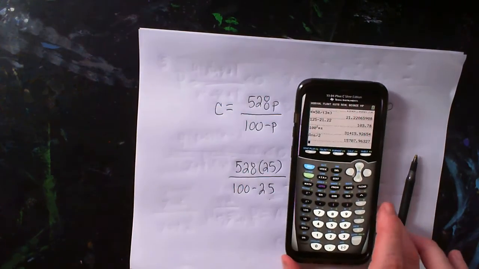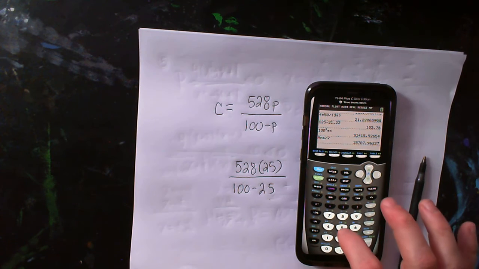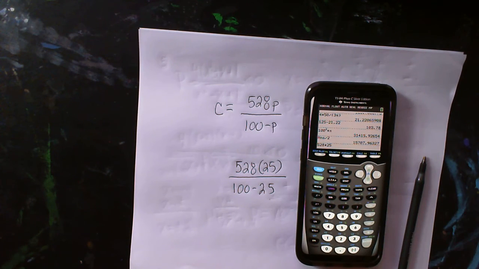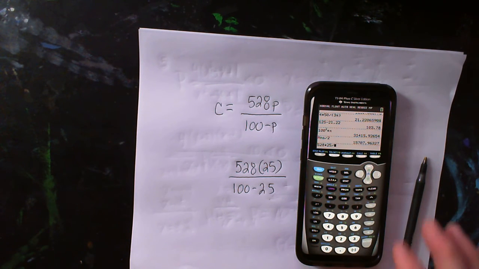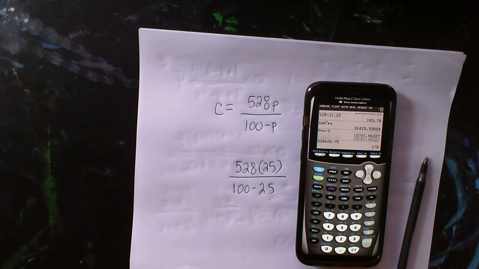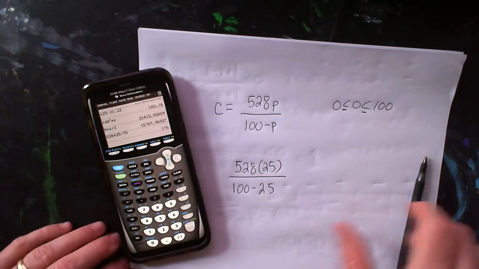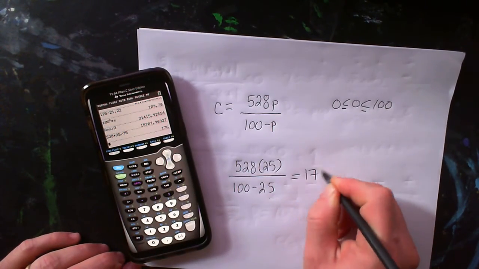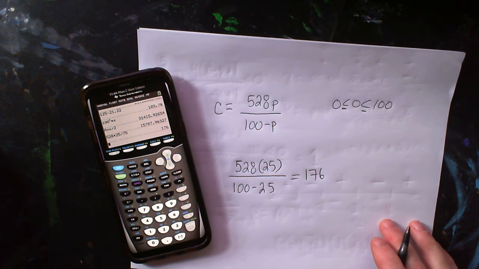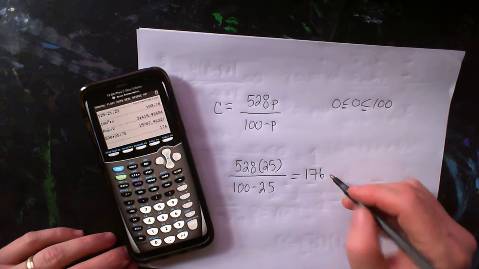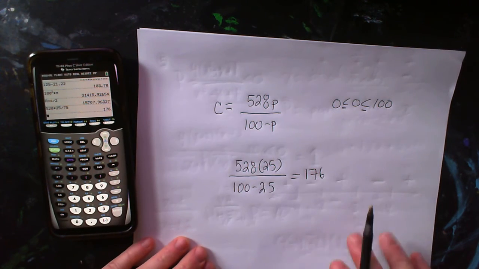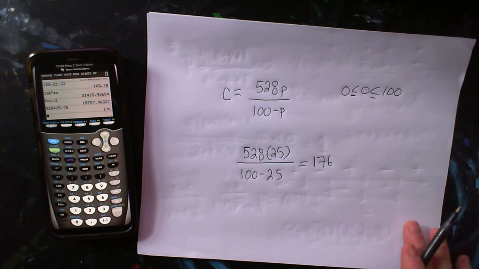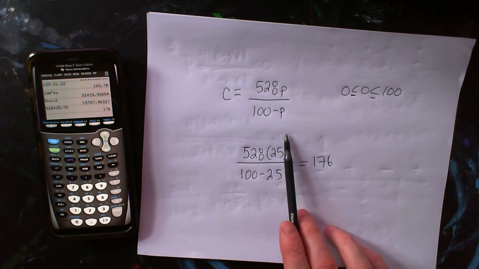So we're just going to plug in 528 times 25, and then we will take that and divide by 75, and it looks like 176. So the cost of seizing, that is in millions of dollars, so the cost of seizing 25% would be 176 million. Now the next question, is it possible to seize 100% of the drug?